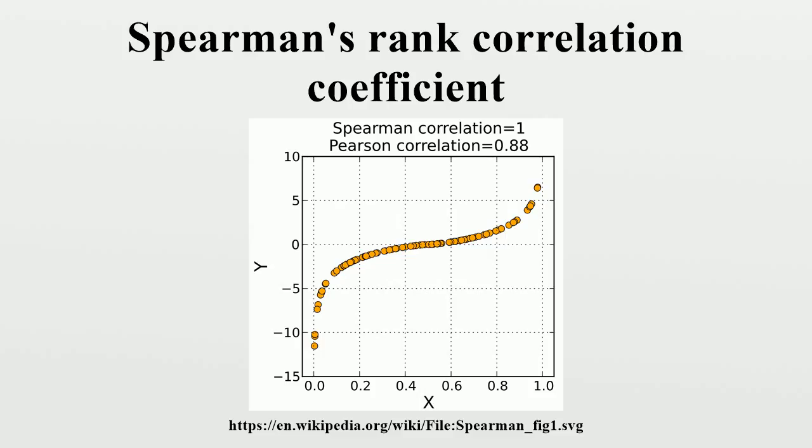A perfect monotone increasing relationship implies that for any two pairs of data values xi, yi and xj, yj, xi minus xj and yi minus yj always have the same sign. A perfect monotone decreasing relationship implies that these differences always have opposite signs.